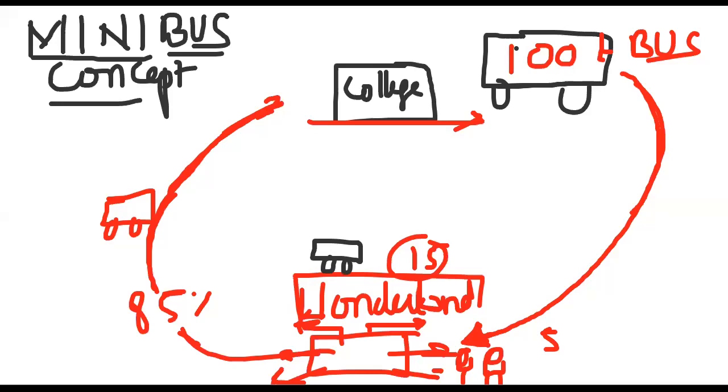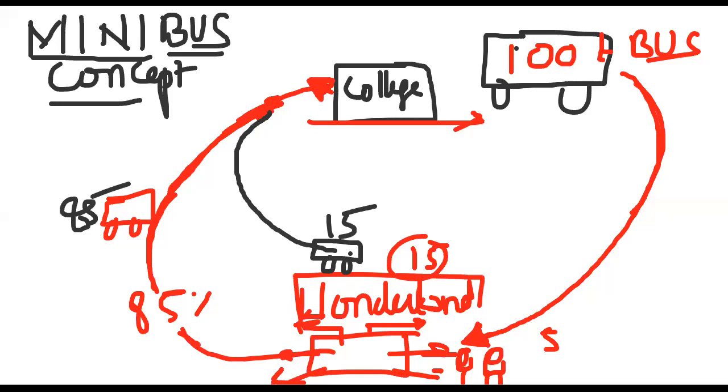Those who missed it there, for them we are arranging a mini bus: 15 people from here and 85 from there. These 15 people will join our main bus before the bus arrives at the college. So that's why it seems like nothing happened. Whatever it is, before we enter the college, these 15 people join with the mini bus concept. That is the mini bus concept.